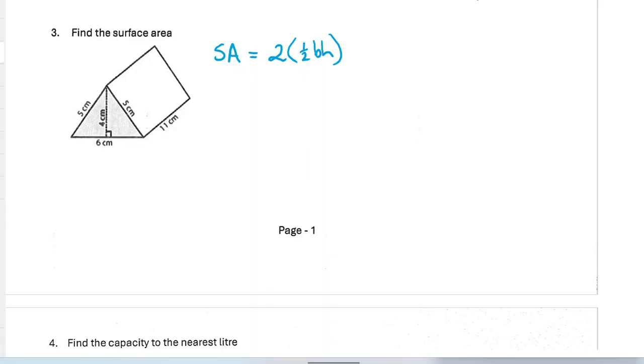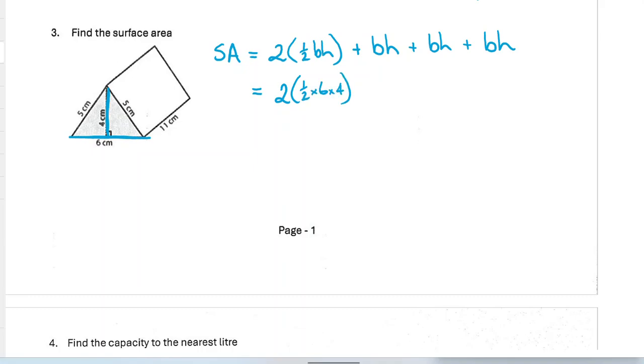Then there are three rectangles that go around a triangular prism, and we add on our three rectangles, BH plus BH plus BH. Now, each one of those rectangles will likely have different dimensions, so they are not all the same thing, even though they all look the same when I put BH in there. Second line, when I sub in, my triangle has a base of 6 and a perpendicular height of 4. So it is 2 lots of half times 6 times 4.